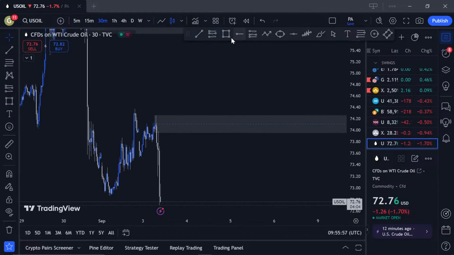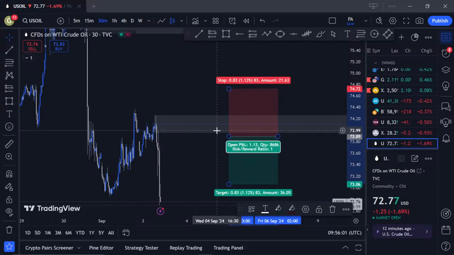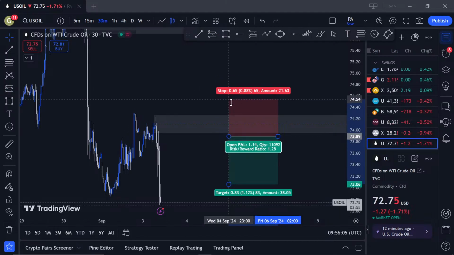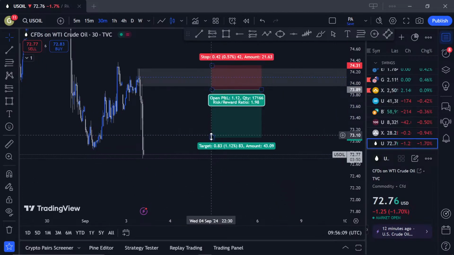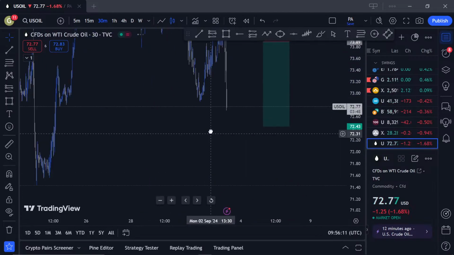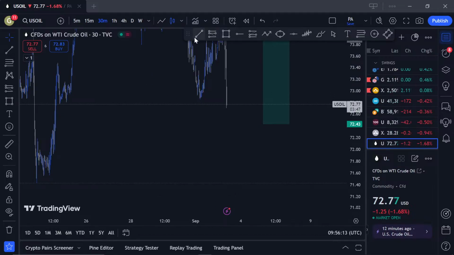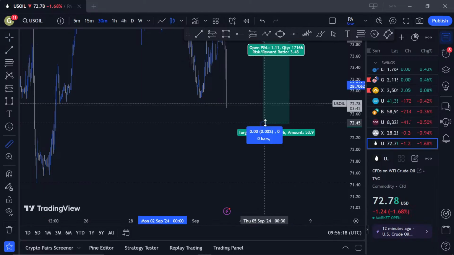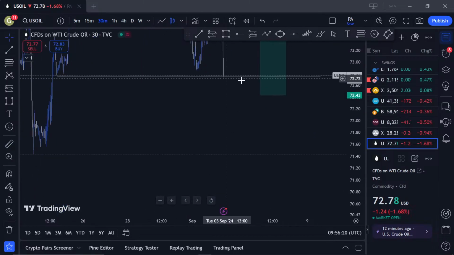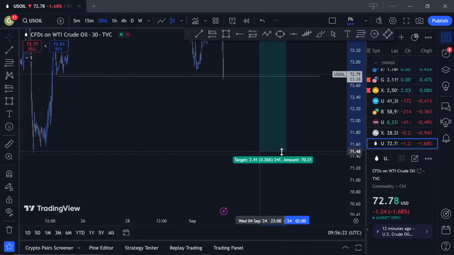So my entry number one on US oil is looking forward to sell once the market gets into this demand area and then gives us a close at 73.89. Once it gives you a close there, take your sell from there. Use proper risk management, and then use the previous low as your stop loss. This will be your first take profit, and then your overall take profit should be at this other low here.